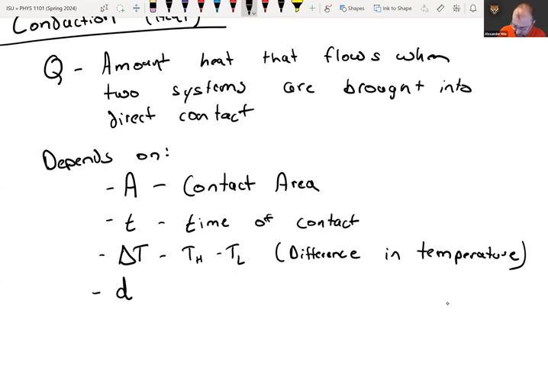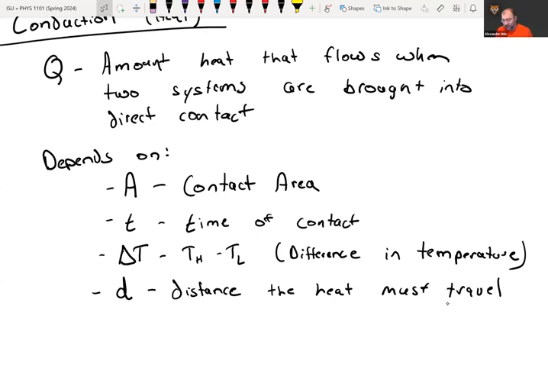D is the symbol we're going to use, and this is the distance the heat must travel. Now, I'm not giving units for all of these, but they are SI, so we'll get to that in a minute. Now, there is one other thing that matters: the material heat is moving through. And this is just like in electronics.